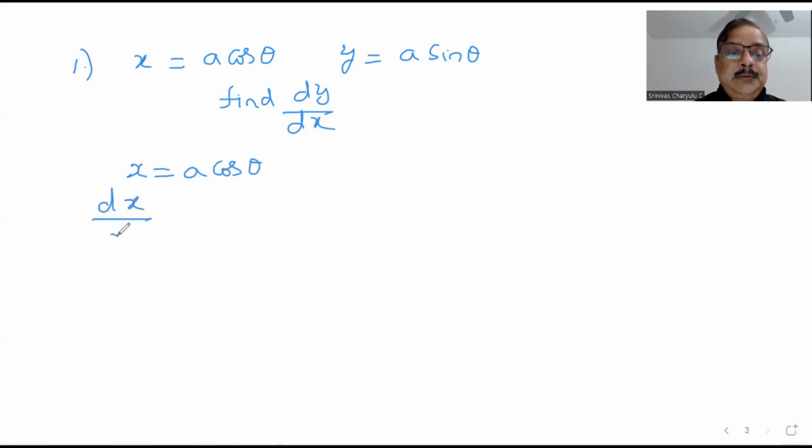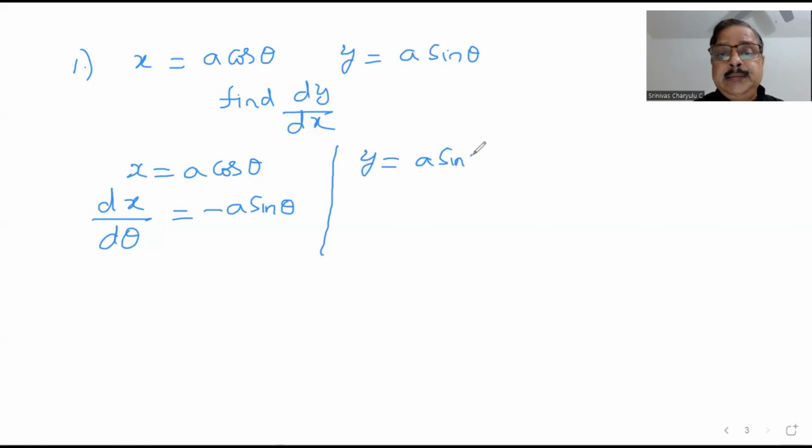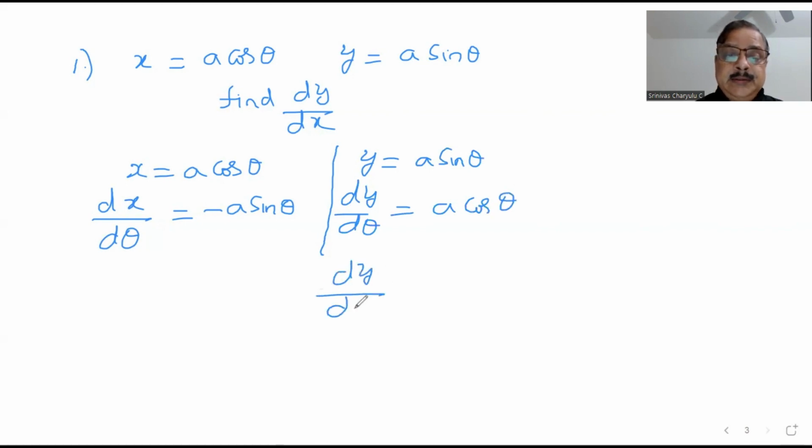Differentiate with respect to theta now, because here the parameter is theta. Previously, in the example we discussed on the previous page, we saw t; now it is theta. So minus a sin theta: cos theta differentiation gives minus sin theta, so the minus goes over here. In the case of y is equal to a sin theta, dy by d theta will become a cos theta. So now divide both to get dy by dx.